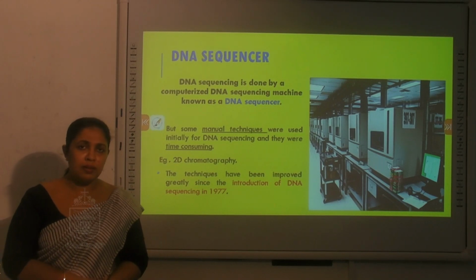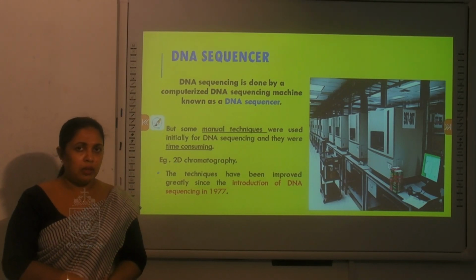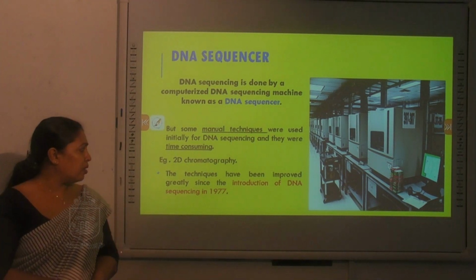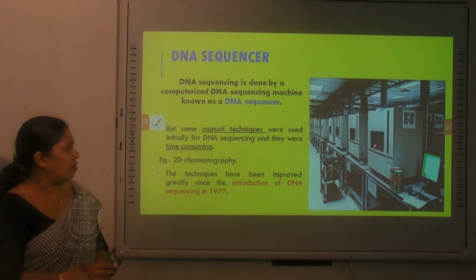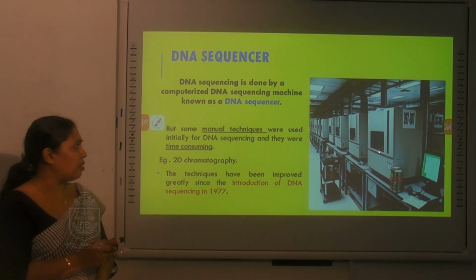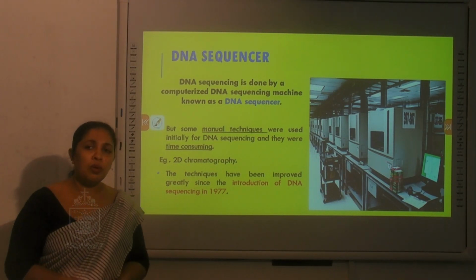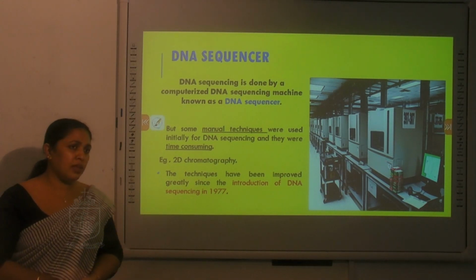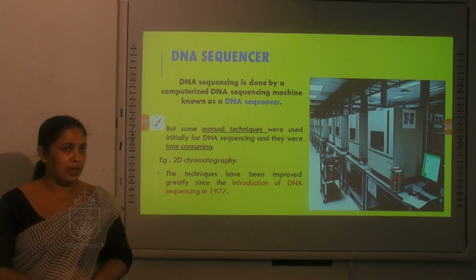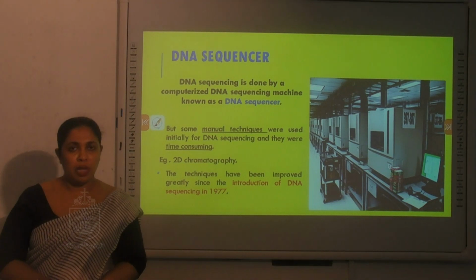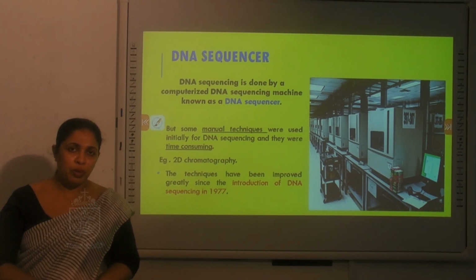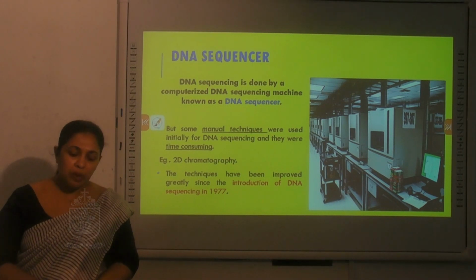DNA sequencing is done by an automated machine known as a DNA sequencer. And this is a DNA sequencing machine, and these are a series of DNA sequence machines. This technique was introduced in 1977. After the introduction, this technique was improved greatly. At the beginning, some manual techniques were used, such as 2D chromatography, and it was time consuming.